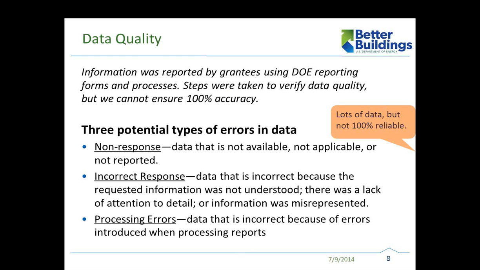You also have incorrect responses, and these are not always easy to identify, but an incorrect response is typically where the information that was requested was not understood. There may have been some confusion about definitions, or different definitions or different ways people looked at the information that was being requested. So that's definitely a possibility. We did run into that at times, and if we were able to identify it, we tried to follow up with grantees and correct that, but there are definitely those types of situations. And then finally, we also saw processing errors.